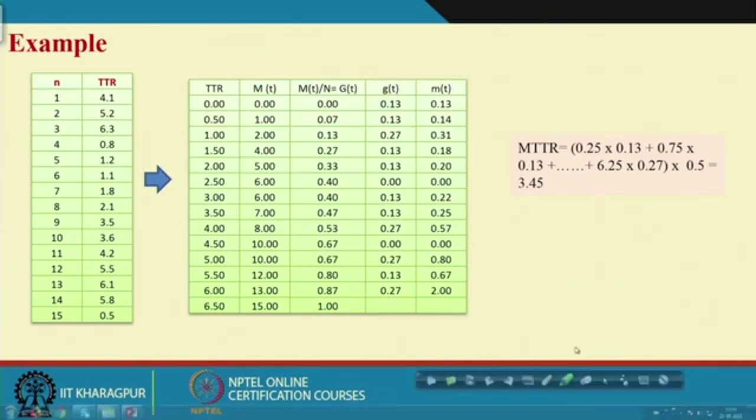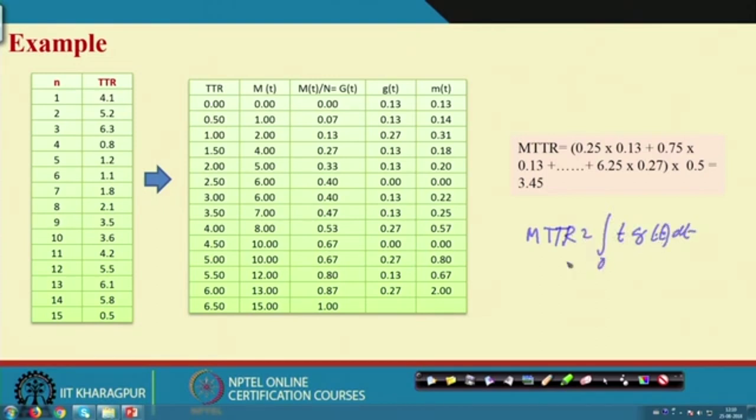And then another issue, how to compute the mean time to repair from this data. How do you compute mean time to failure from this data? In the same manner you compute. What is the formula for MTTR? Integration of t g(t) dt from 0 to infinity. Now, you see what we have done here, what is the dt value? Everywhere I said the difference is 0.5, so that is your dt or delta value.